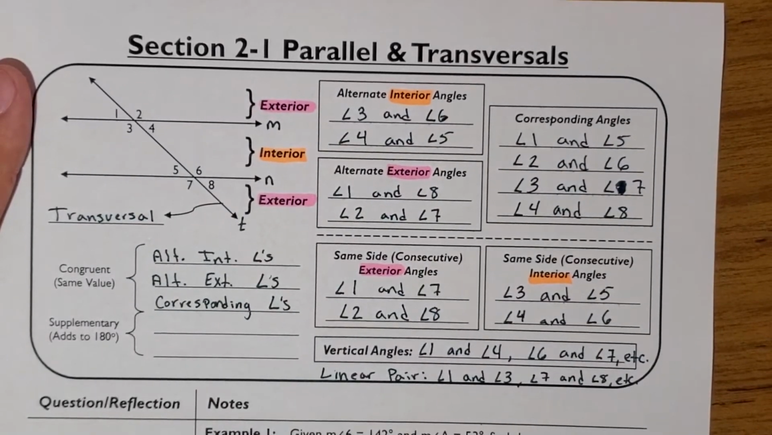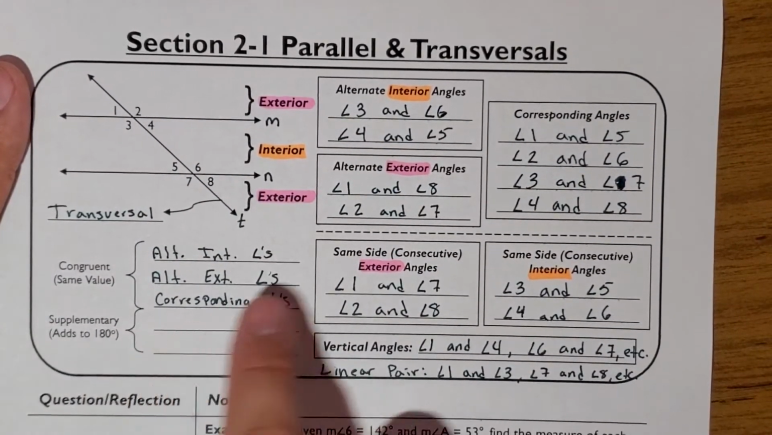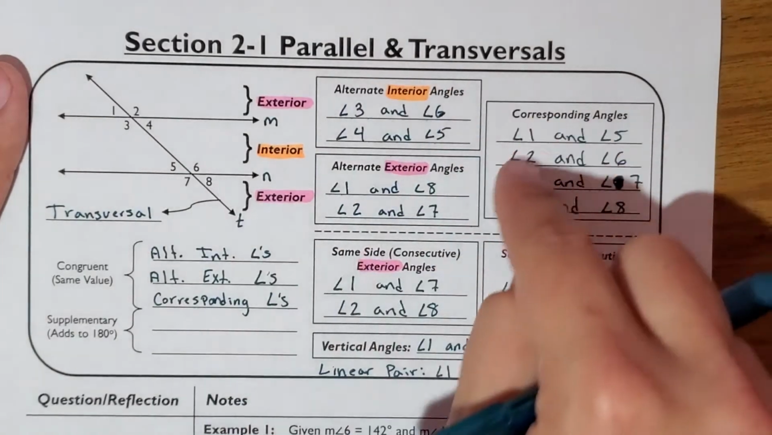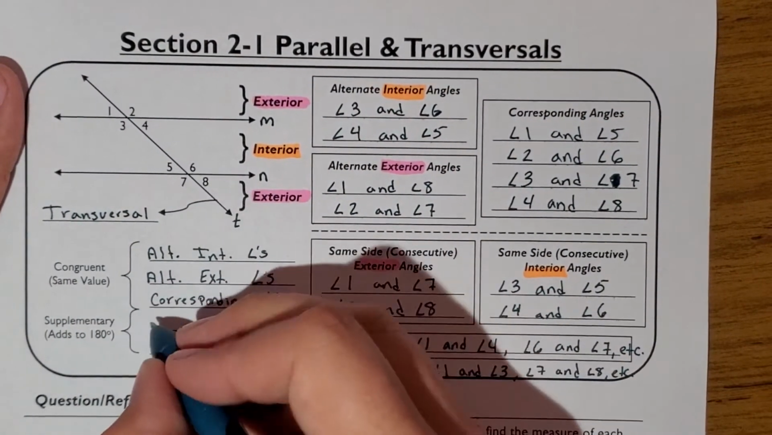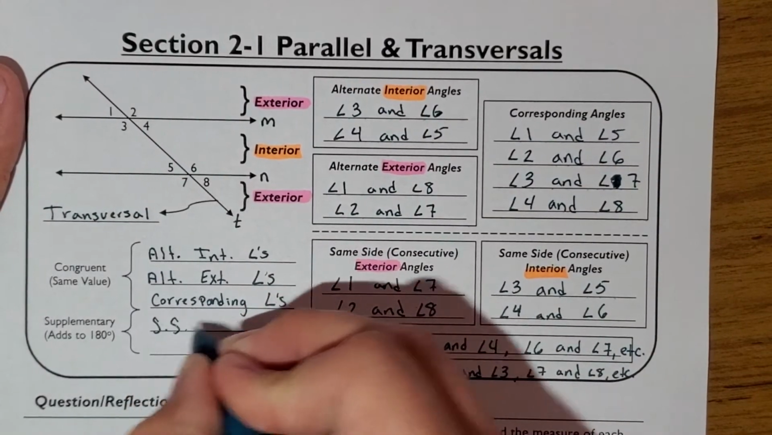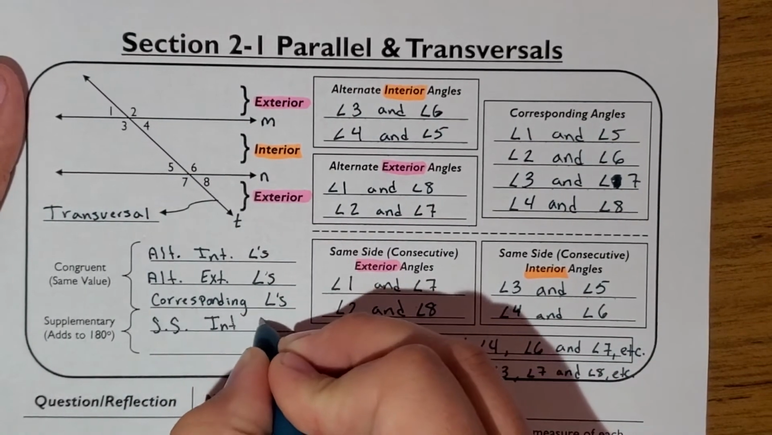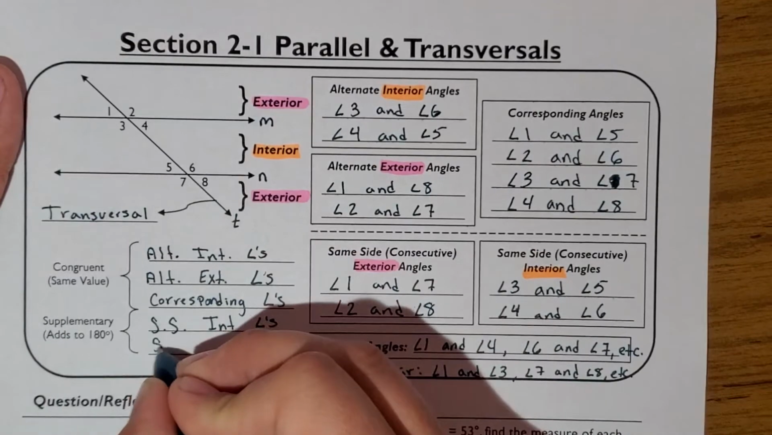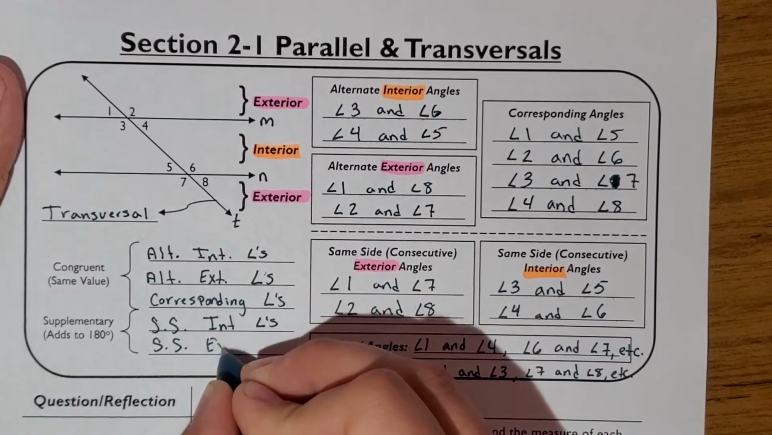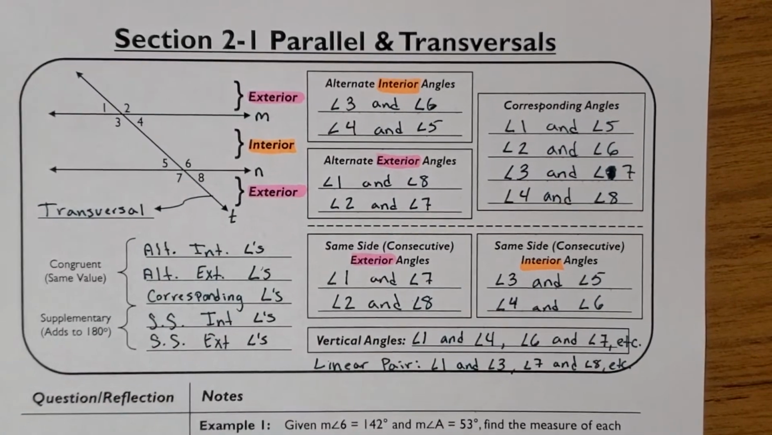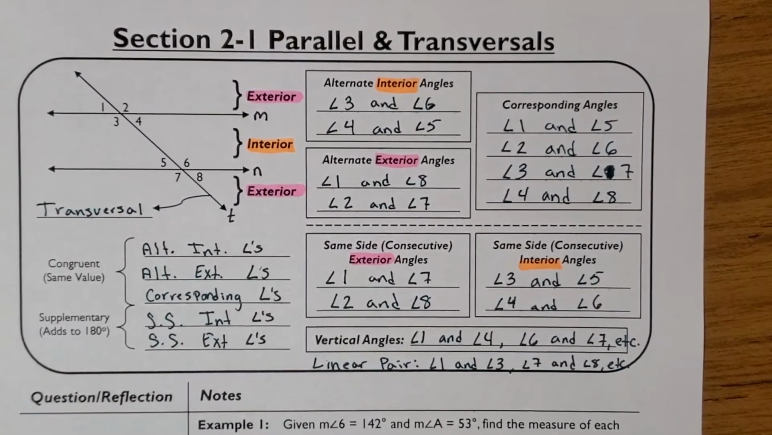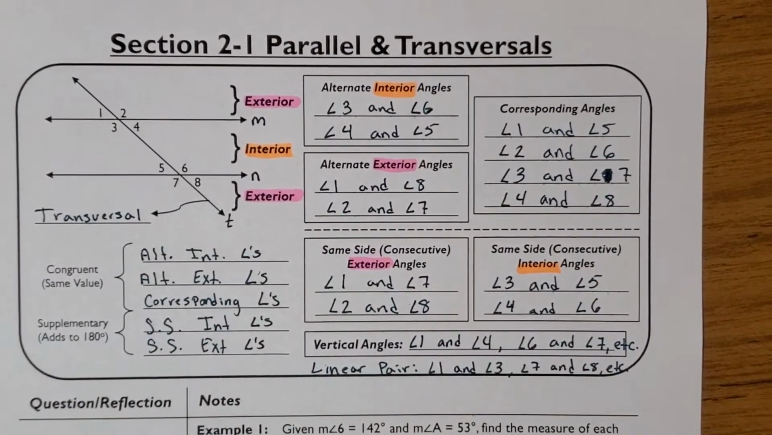My next one is the supplementary pairs. You can see they're grouped together. These are my congruent pairs up here. These two are my supplementary pairs, my same side interior and exterior. So I'm going to put same side interior angles and same side exterior angles. And we also know that linear pairs fall into that too. So if you wanted to add that to the category as well, linear pairs are also supplementary pairs.